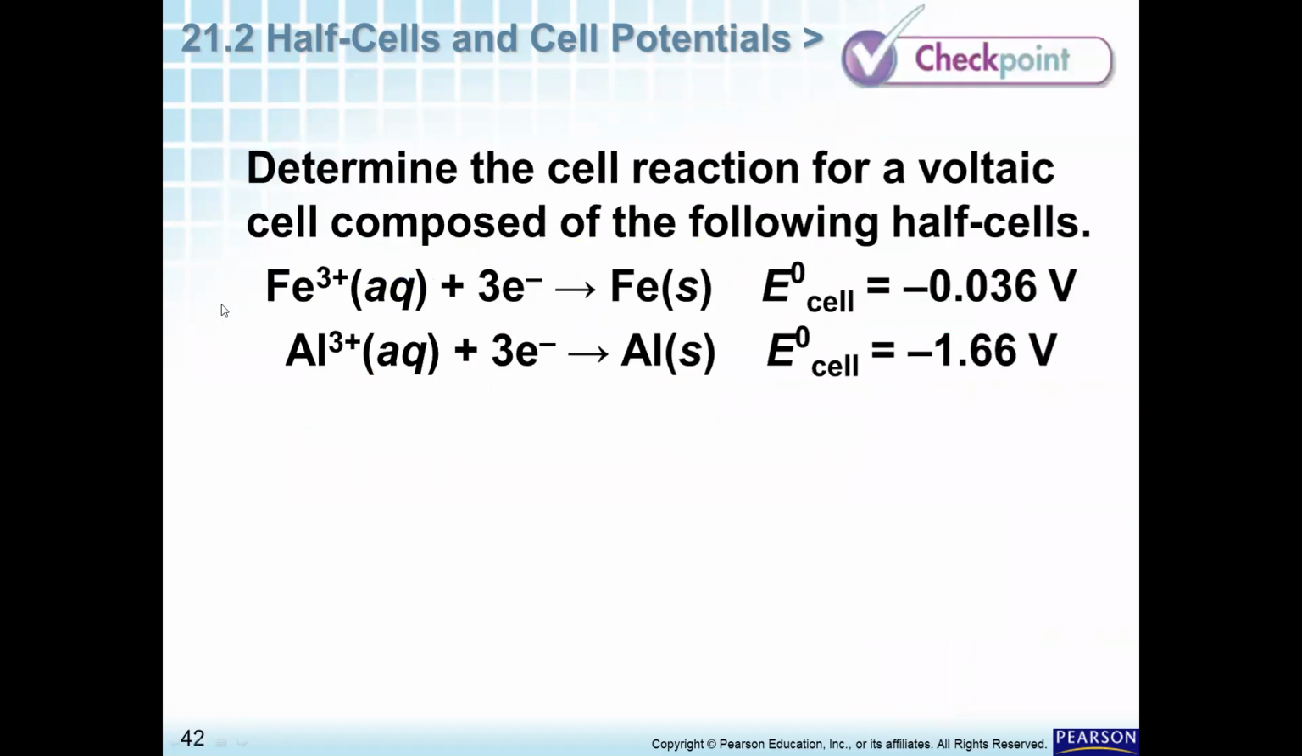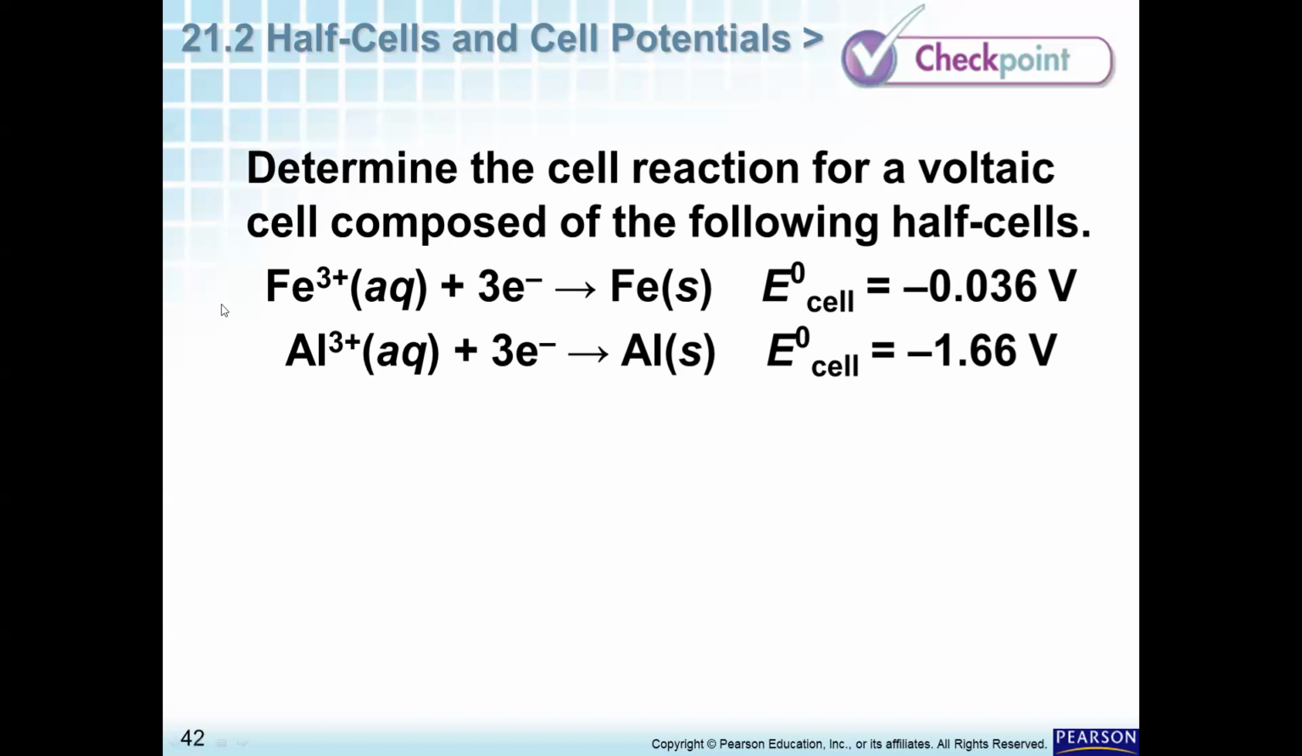Here's another one, the last example. Determine the cell reaction for a voltaic cell composed of the following half cells. These are two half cells. In order to determine the cell reaction, you need to add them. But before you add them, you have to decide which one is oxidation and which one is reduction.